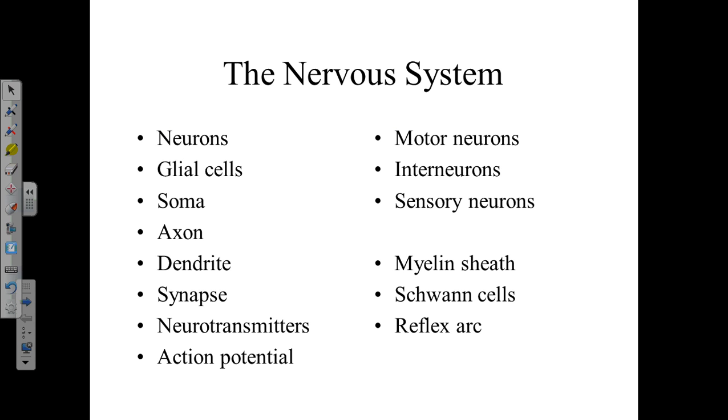Remember that the most basic cells in the nervous system are called neurons. Those are the ones that act like wire and essentially conduct electricity. There's also glial cells, which are like support cells. They help to support the nerves. Let's talk about the parts.